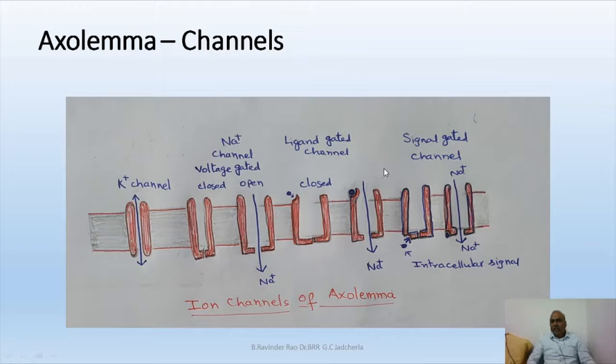The next variety of channel remains closed all the time, but when an intracellular signal comes in the form of a chemical within the cell, then it will open. So axolemma is regulating the movement of ions in and out by having specific channels. These channels are meant for potassium, sodium, and certain other ions. Friends, hope you have understood about the channels. Let's see the other very important concepts.